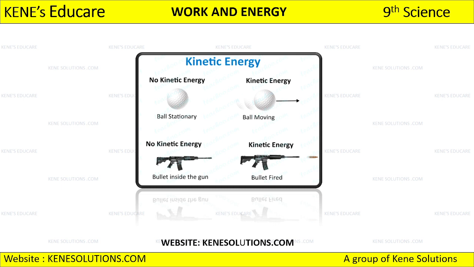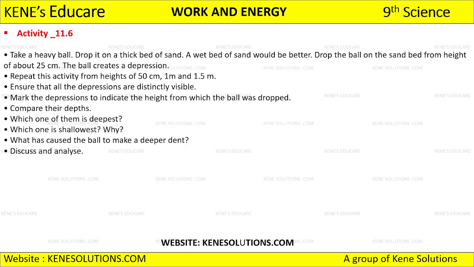Now you have not studied potential energy yet, but potential energy is stored energy. So if a ball is kept stationary, it means it has some energy stored in it, right? Then the bullet inside the gun also has some energy stored in it. In the same way, when the ball starts moving, what happens? All moving objects have kinetic energy in them. So potential energy changes to kinetic energy over here. Okay. Then we even discussed this activity 11.6, and I want each one of you to please go through this activity quickly.